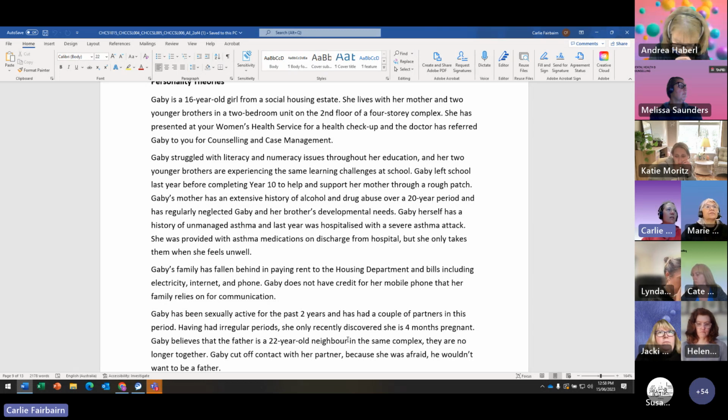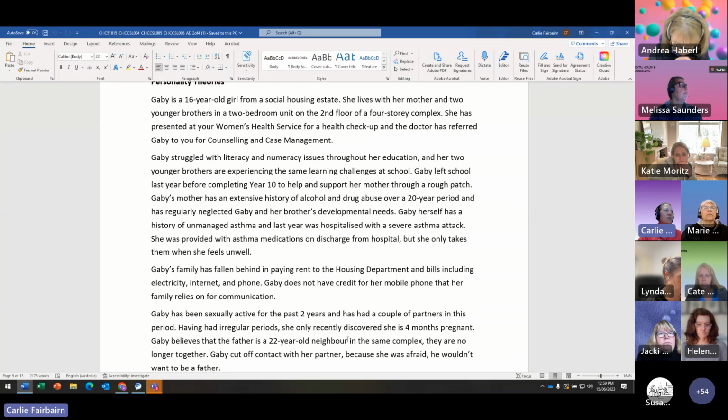Gabby struggled with literacy and numeracy issues throughout her education, and her 2 younger brothers are experiencing the same learning challenges at school. Gabby left school last year before completing Year 10 to help and support her mother through a rough patch. Gabby's mother has an extensive history of alcohol and drug abuse over a 20-year period and has regularly neglected Gabby and her brothers' developmental needs.